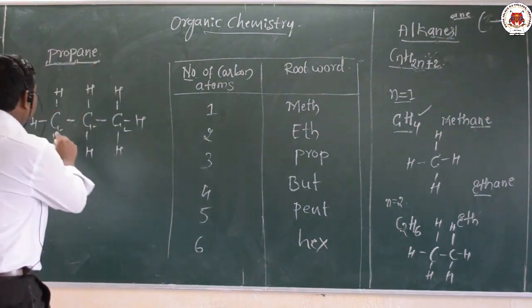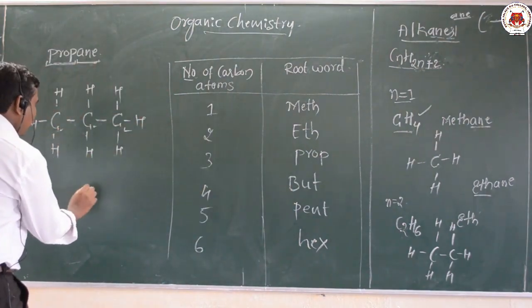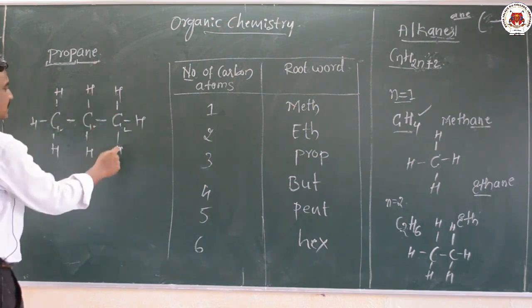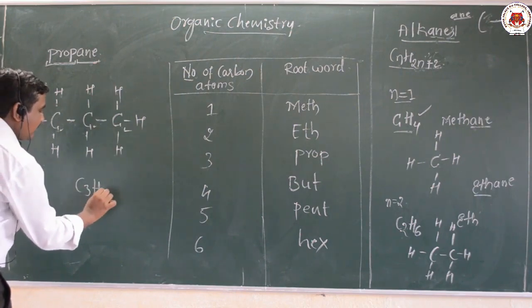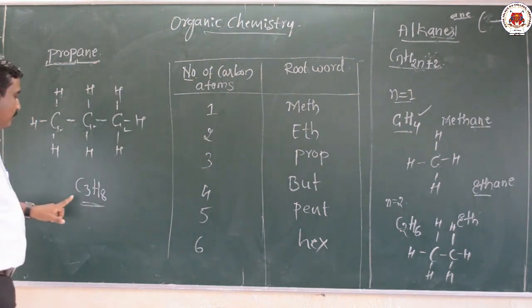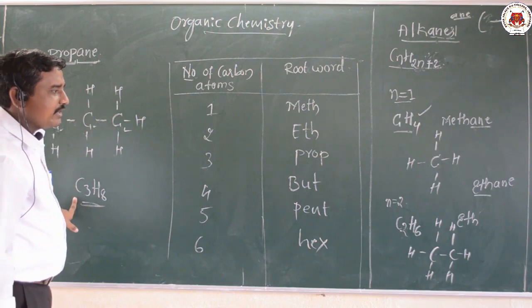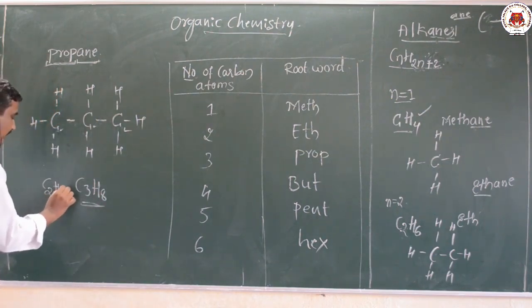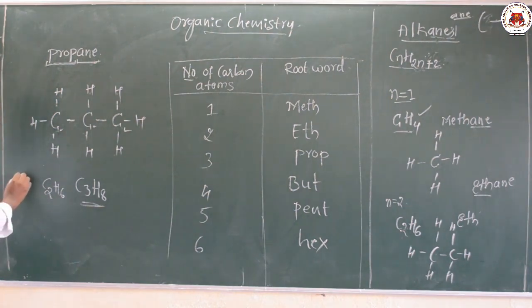Now here we have totally 3 carbon atoms and 1, 2, 3, 4, 5, 6, 7, 8 hydrogen atoms. Okay, C3H8. So this is the molecular formula. Already we have written C2H6 as the molecular formula for ethane, and CH4 as the molecular formula for methane. The name methane indicates that meth means there is only 1 carbon atom in the given organic compound.